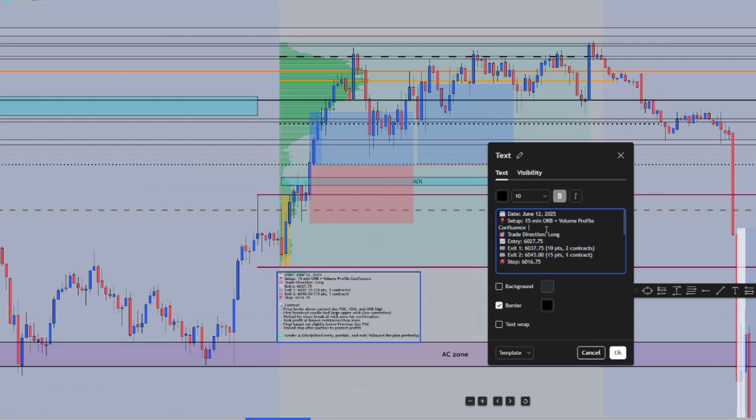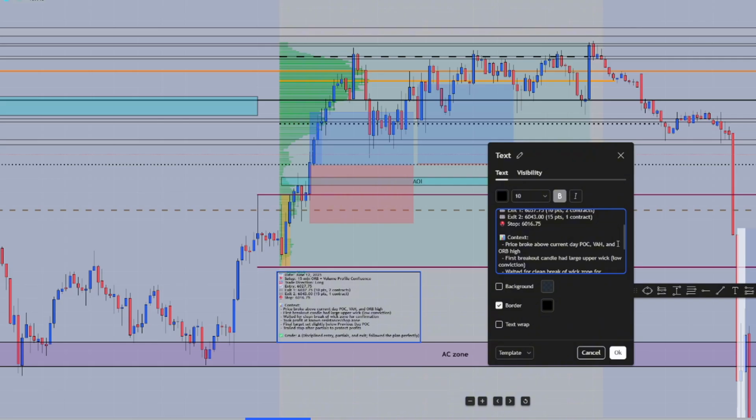All right, so this was June 12th. Okay, the setup was a 15-minute orb. So entered at 6:20, 6:27. All right, so price broke above current day point of control, current day value area high, and orb high. First breakout candle had a large upper wick.